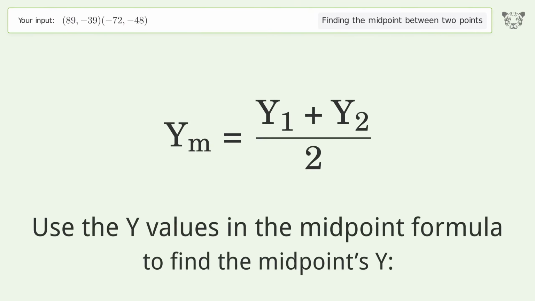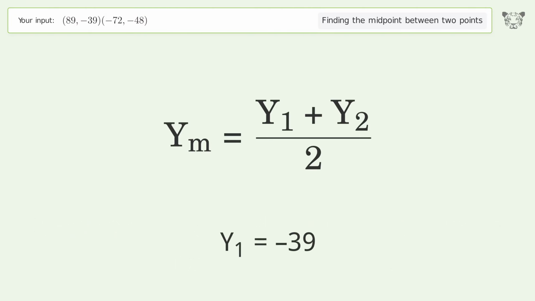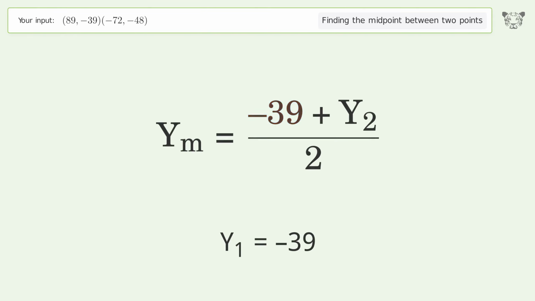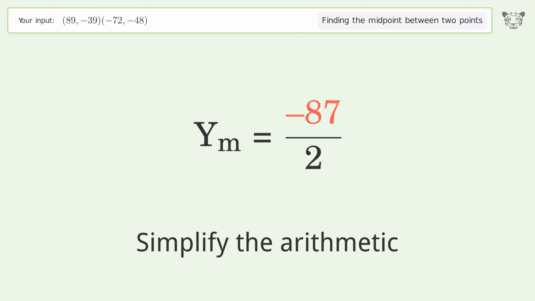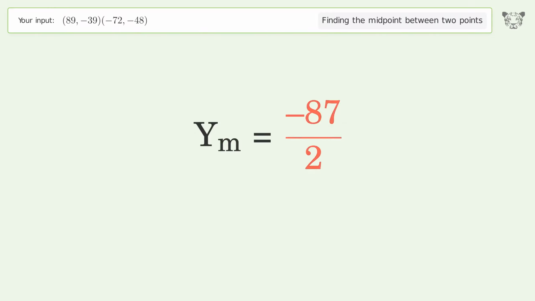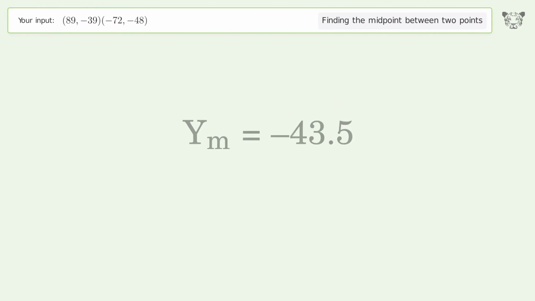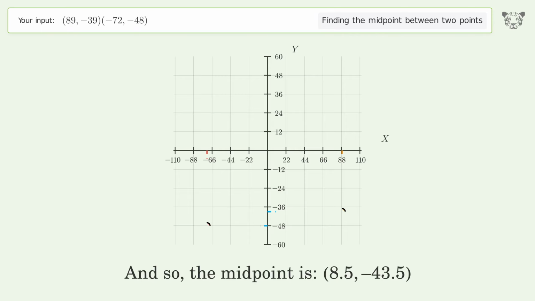Use the y values in the midpoint formula to find the midpoint's y. y1 equals negative 39. y2 equals negative 48. Simplify the arithmetic. And so, the midpoint is 8.5, negative 43.5.